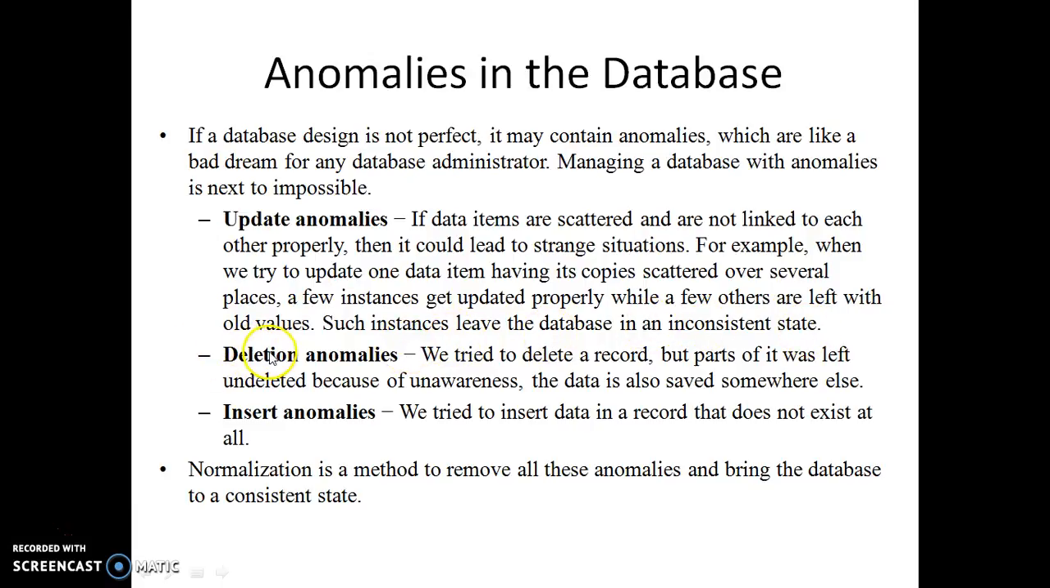The second anomaly is deletion anomaly. We tried to delete a record, but part of it was left undeleted because of unawareness. The data is also saved somewhere else. That's why the problems related to deletion anomalies occur in the database. Insert anomalies: we tried to insert data in a record that does not exist at all. So these are all the problems faced in the database. Normalization is a method to remove all these anomalies and bring the database to a consistent state.